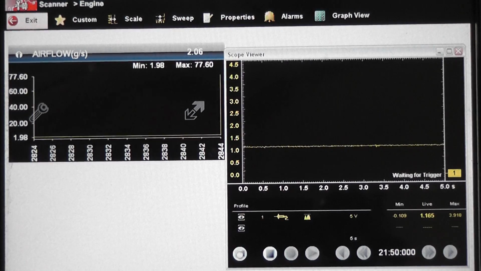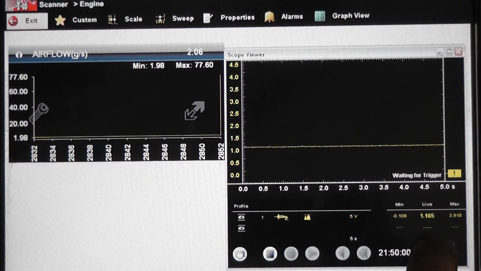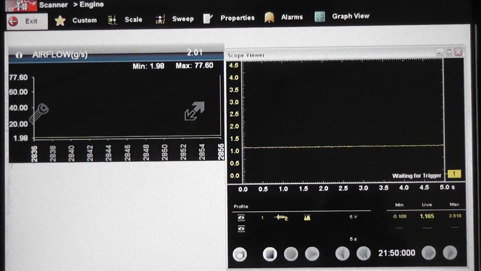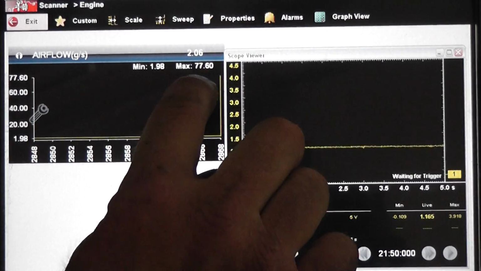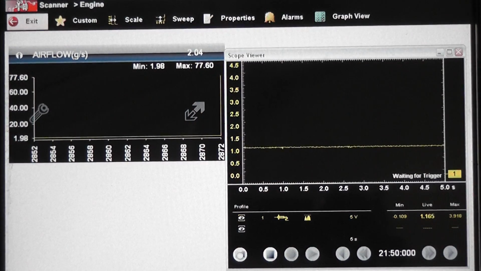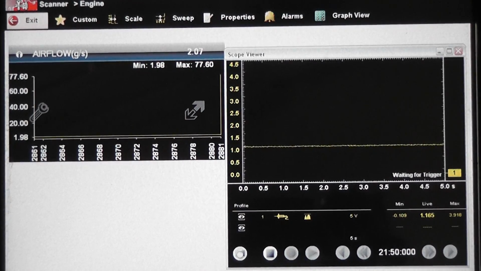Okay, this is the after cleaning the mass airflow. We got an idle reading that isn't much different, 1.1 volts. I did this previously at a max of 3.9 volts on a snap and at a max of 77 grams per second. So you see an improvement there, and I'll show you what it looks like. See if we can hit those numbers again.